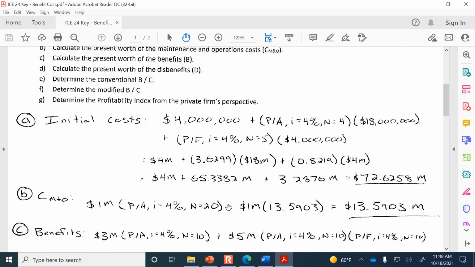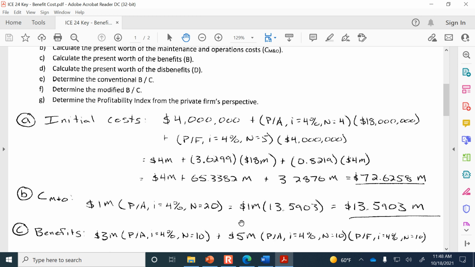The benefits have 2 pieces. There's $3 million a year that starts in year 1, so we can get that to the present pretty easily. We just do a P/A, and that finds the present equivalent of the $3 million. But the $5 million starts in year 11 and goes through 20, so there's 10 of them. But if you do a P/A, then it's going to take the amount to year 10. So then you need to get it from 10 to 0.